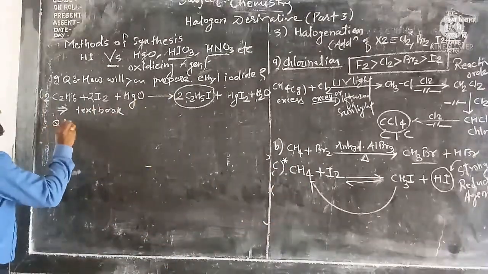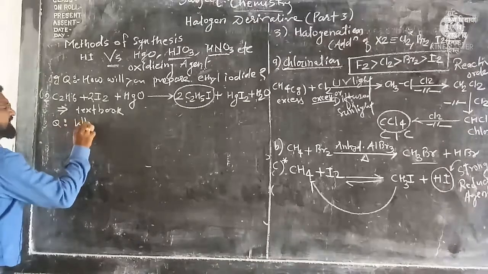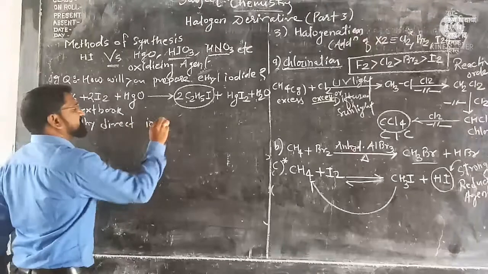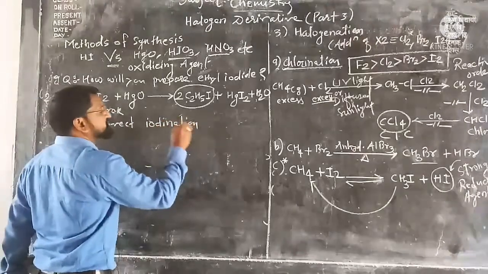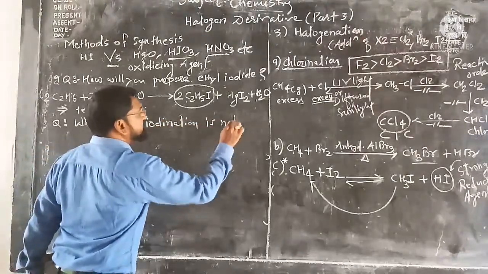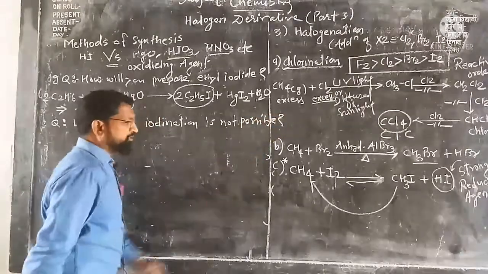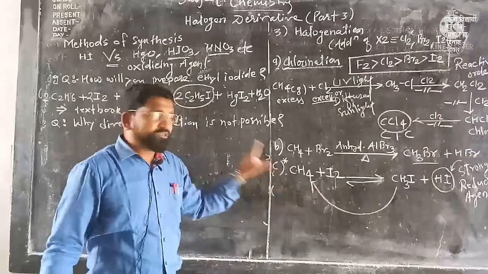Question can be there. Explain why direct iodination is not possible. This is very important, a 2-mark question. Why is it not possible? See here, already I explained the answer.